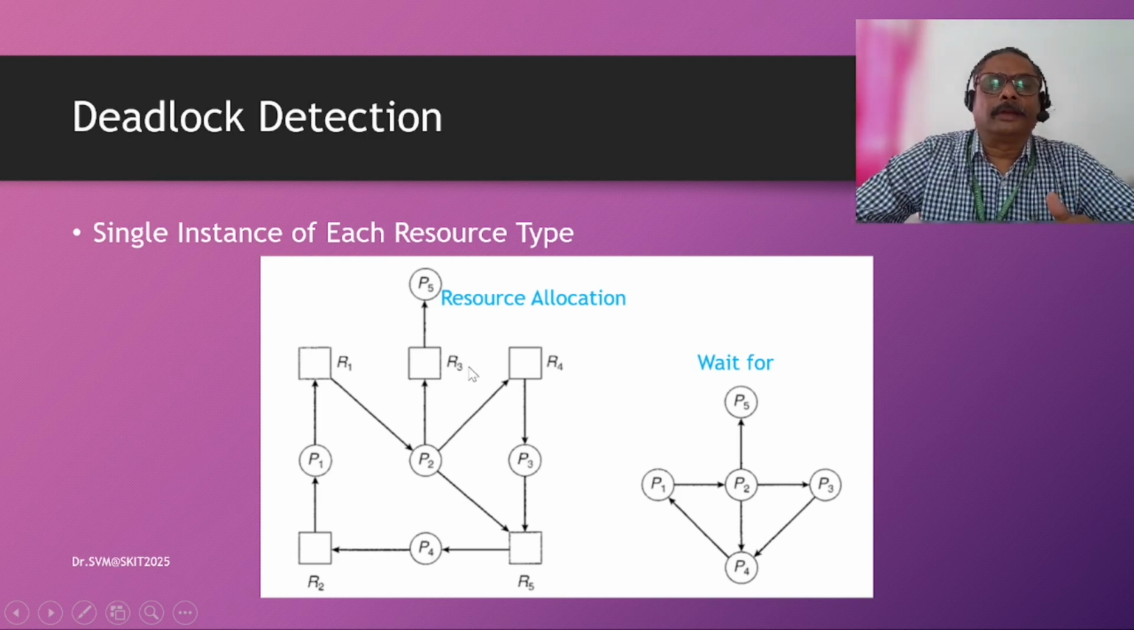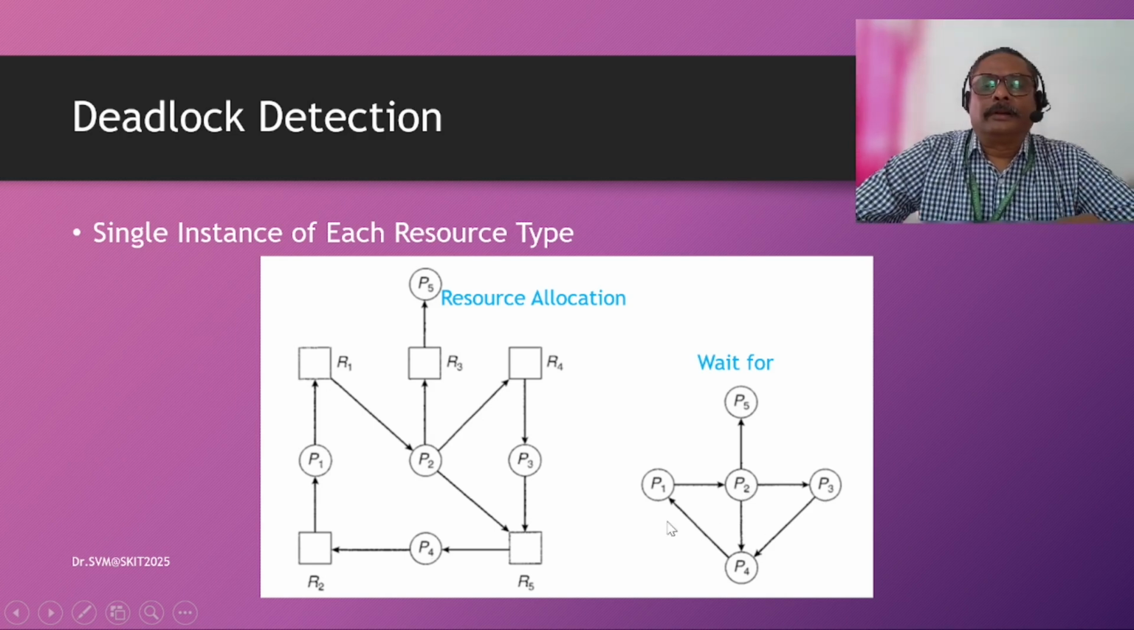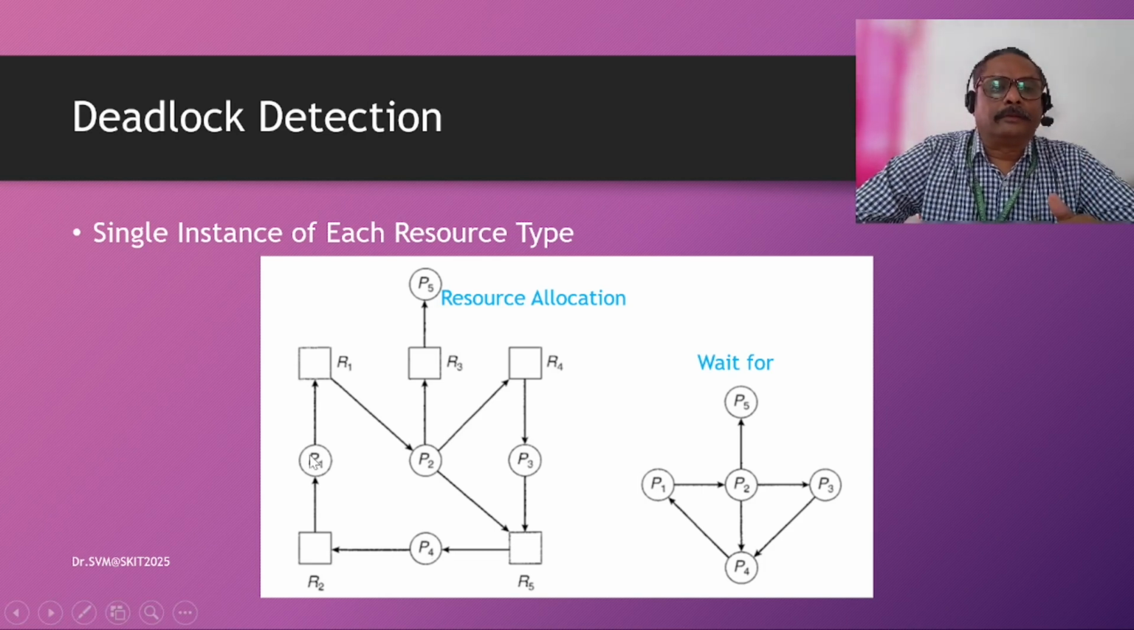Instead of talking in this way, you can just make a simpler graph showing which process is waiting for whom to complete. Look at resource R1. R1 is with P2, and if P1 has to continue, it should have R1. To have R1, P2 should complete. Only after P2 completes its job will R1 be released, and only then does P1 get R1, and then P1 can continue.